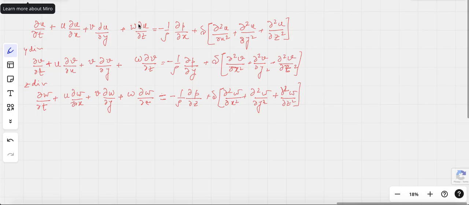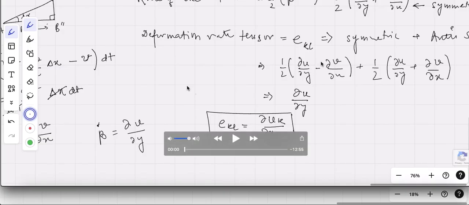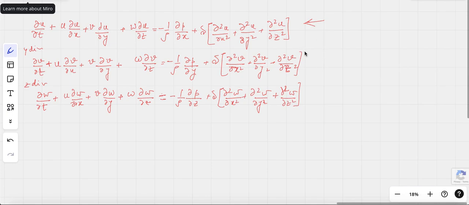Till now, we have derived the Navier-Stokes equations. These three are actually momentum conservation equations in the three Cartesian directions x, y, and z.